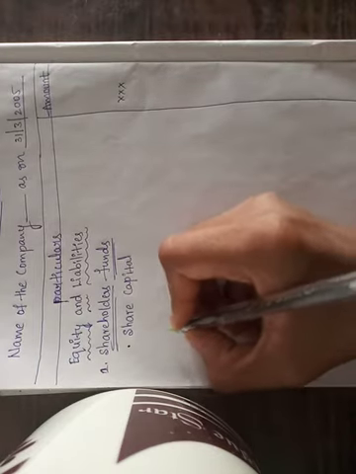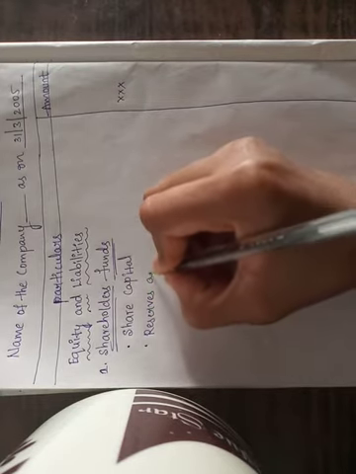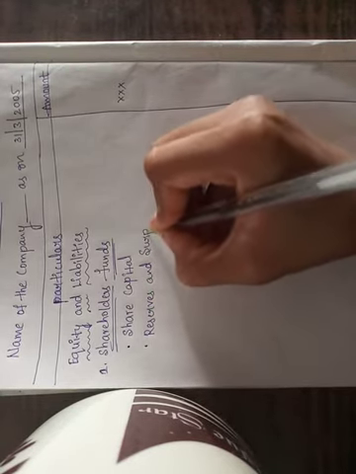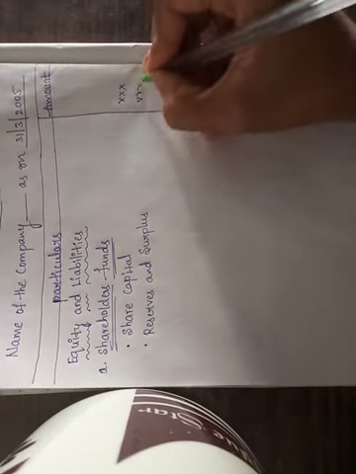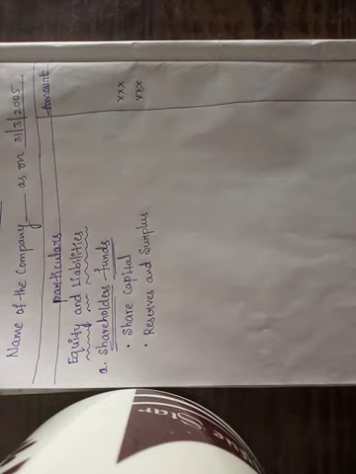Next, reserves and surplus. Reserves means appropriation of profits. Every year, at the end of the year, profits are earned. Out of these profits, the company keeps aside a certain percentage of the amount. When a company goes into losses or has an urgent need of capital, at that time the company will use these reserves and surplus.